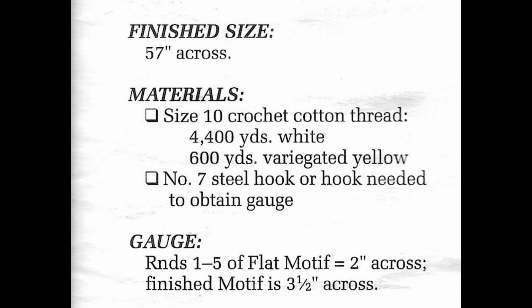So that's why it's important to make a gauge swatch. Most of the time you want to use a gauge swatch that is 20 rows by 20 stitches. That's usually a good starting point. And then if your gauge is not according to the instructions, you'll want to make sure that you are either changing your hook or changing your tension until your stitches match the pattern's gauge.